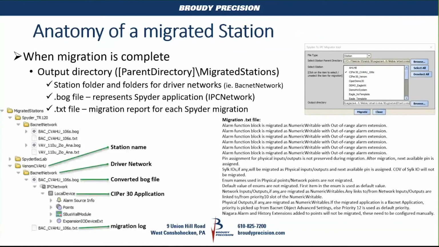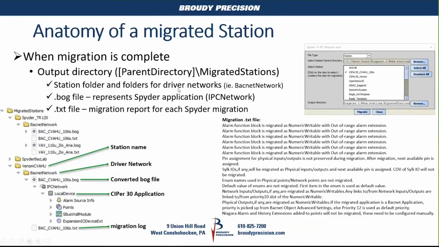So if we look at the migration and the anatomy of a migrated station, what happens is when you do a station migration, and you'll see on the tool here, you choose the file type of station, then you have a parent directory where the stations are located, the list of stations that it finds, and then you select which stations you want to migrate. And then the output directory becomes the parent directory plus a migrated stations directory. So whatever stations you select, the migrated ones will go under migrated stations.